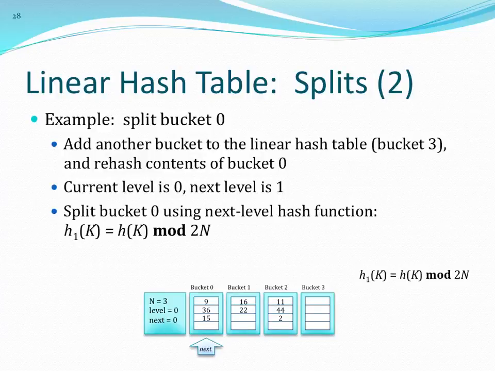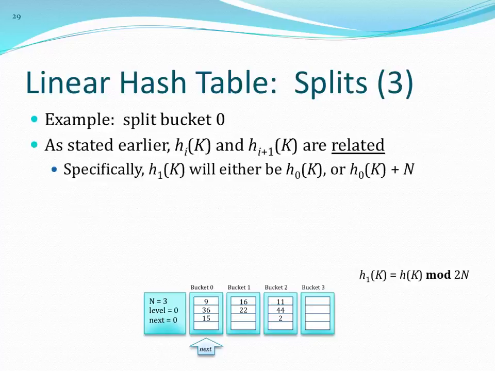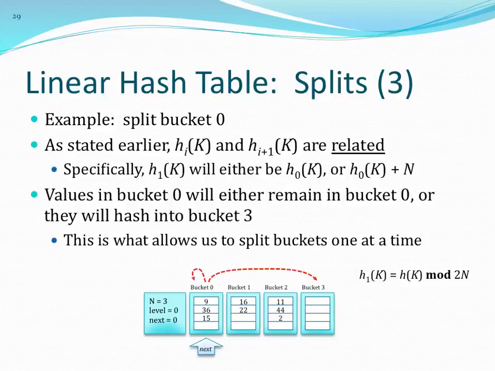Like it says here, h1 of k is h of k mod 2n. So now we're moduloing things with 6 instead of just 3. And so 9 modulo 6 is not 0 anymore. Now it's 3. So 9 would end up going to bucket 3. Yeah, so you can see that 9 would move over. 36 modulo 6 is 0, so that one would stay. And 15 modulo 6 is 3 as well, so that thing would go. And so you can see here that since we're using both of our hash functions at the same time, it allows us to split this bucket into 2 very easily.